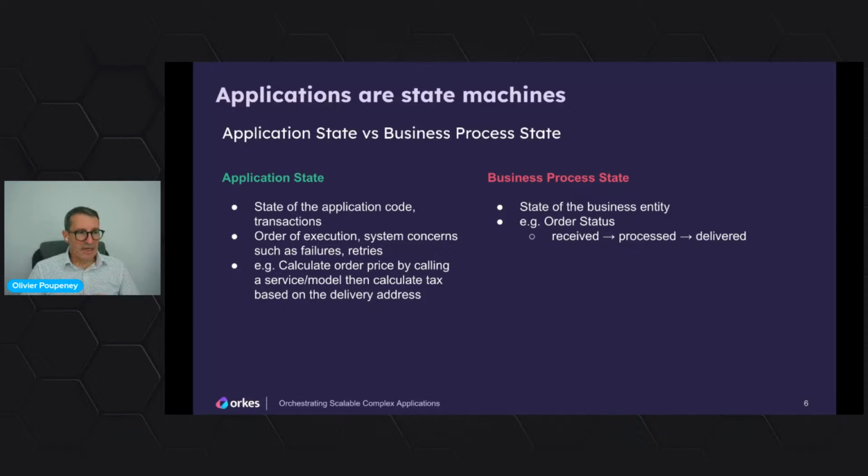For example, calculate the order price by calling a service that will calculate the tax based on the delivery address. This is something that implies multiple services that need to keep a state between two different services, while a business process state is really the state of the business entity. For order processing, we're going to have the order has been received, processed, and delivered.